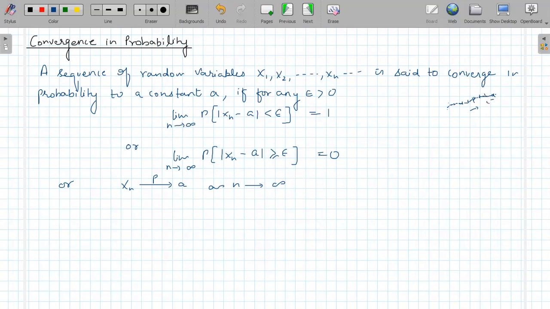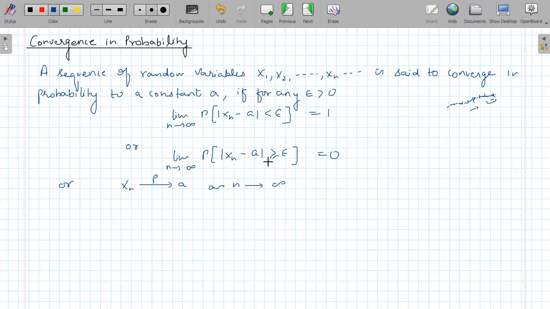And the probability that this difference is less than any positive number approaches 1 as n approaches infinity. The probability that the difference between xn and a will be less than epsilon as n approaches infinity, if this probability approaches 1, then we say that the sequence converges in probability to a constant a.